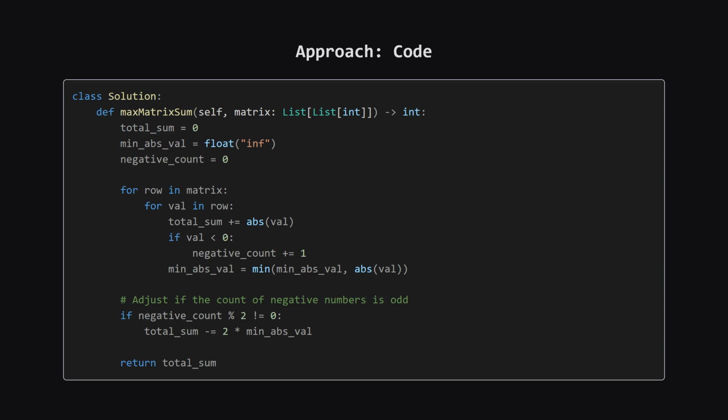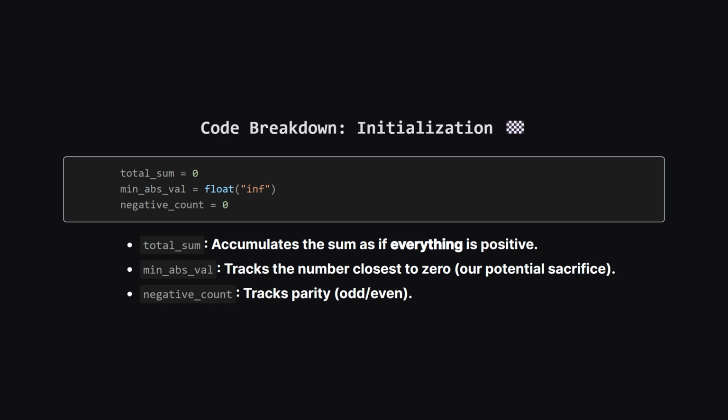Let's break it down piece by piece. We start by initializing three variables. First, a running total, starting at 0. Second, a variable to hold the smallest absolute value we find. We initialize this to infinity, so the first number we check will definitely be smaller. And third, a counter for how many negative numbers we encounter.